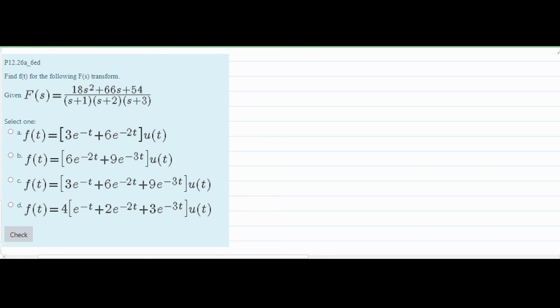So we know from differential equations that to solve for something like this with Laplace, we are going to have A divided by the first part of the denominator, which is s plus 1, plus B divided by s plus 2, and then plus C divided by s plus 3. So these are all of the different possibilities that we can have.